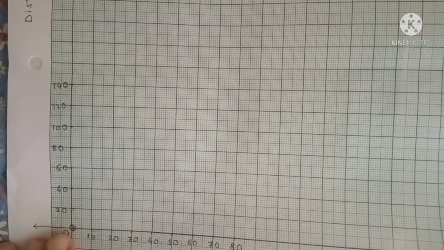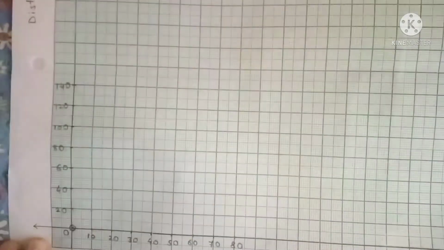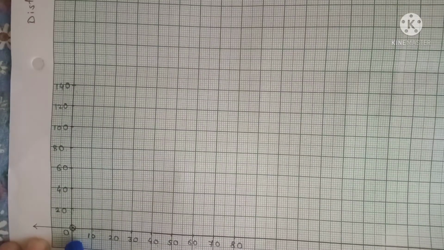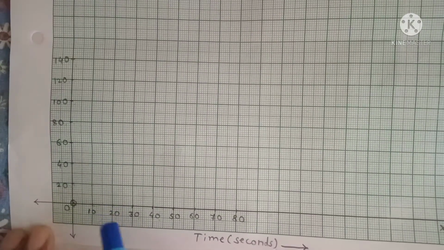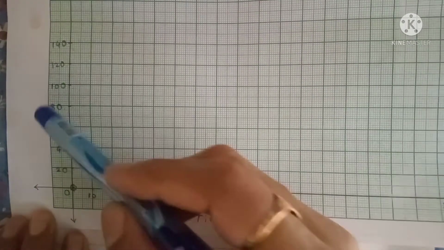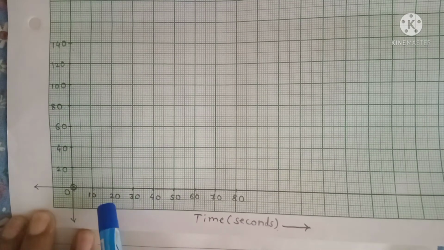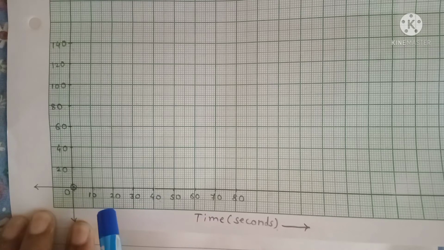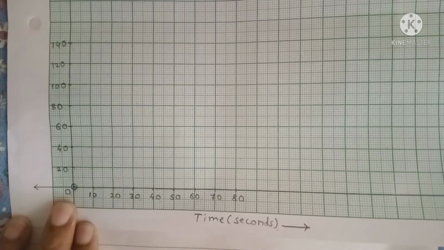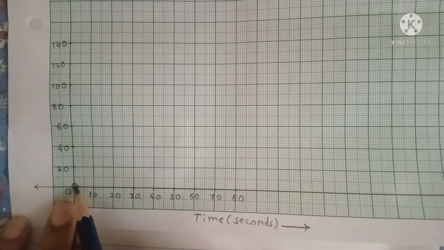So here I have plotted the x-axis and y-axis. The intersection of the x-axis and y-axis is called the origin, that is 0. This is the x-axis, so here we take time in seconds, and this is the y-axis, so here we take distance in meters. According to the first reading, time is 0 and distance is also 0. So I have taken this first point at the initial point, that is at 0. So this is the first point.